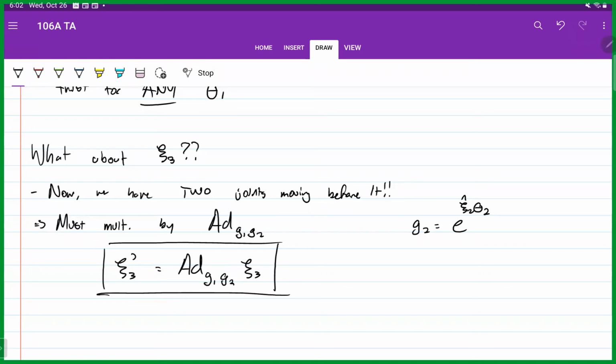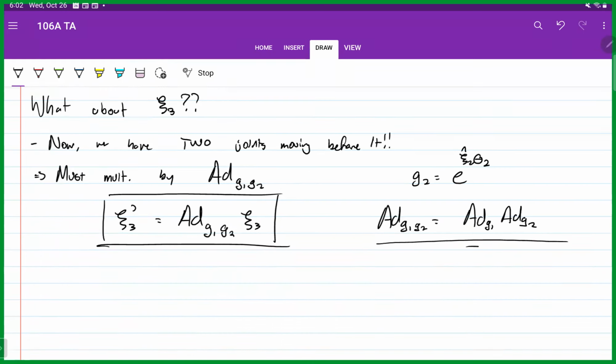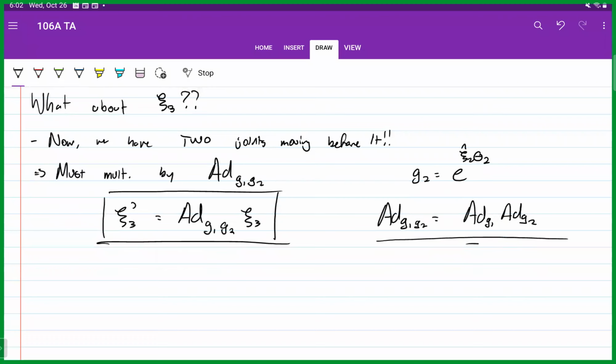So does that make sense how we got to this xi3 prime here? Yeah. Just a general question. Adjoint of G1, G2. Yeah, that's a good point. So adjoint of G1, G2 is the same thing as taking the adjoint of G1 times the adjoint of G2. Great point. All right. Do we have any other questions about this? Okay, cool. So let's actually go ahead and apply this formula. So if we want to find the overall velocity, oh yeah, go ahead.